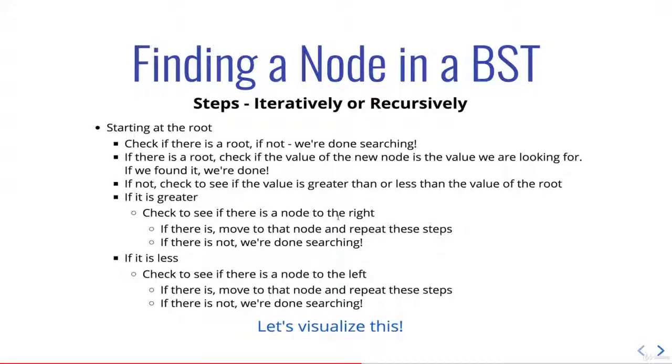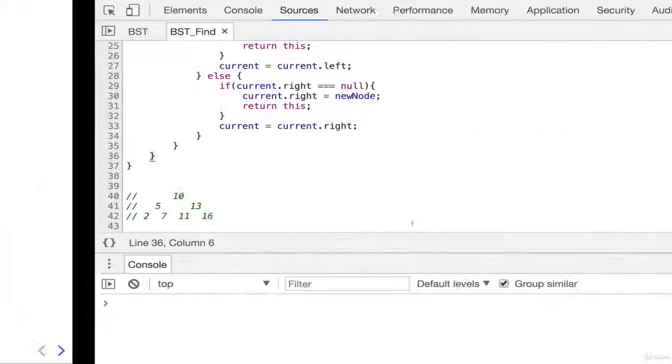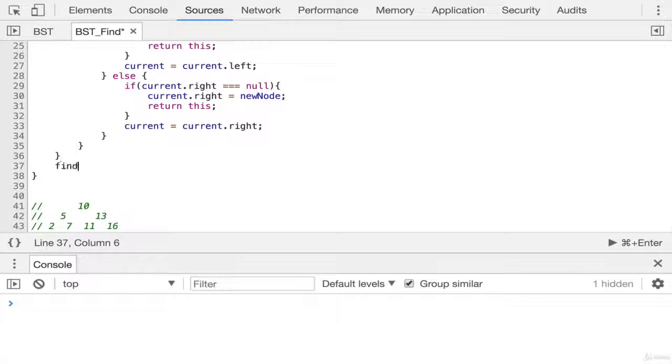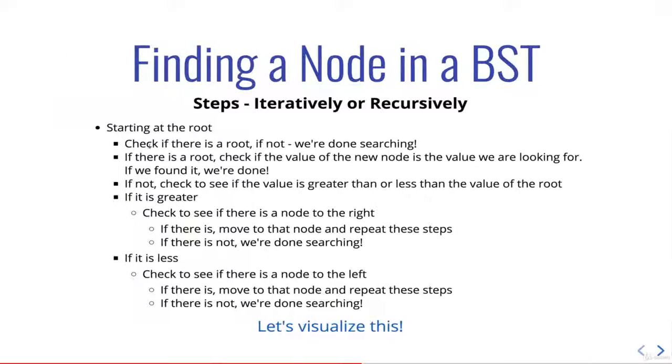Alrighty, let's implement find on our BST class. So the first thing we'll do is just add the method find, which accepts a value. And we have a couple of optimizations we can make at the end, but I'm just going to start by following this. We're going to check if there's a root.